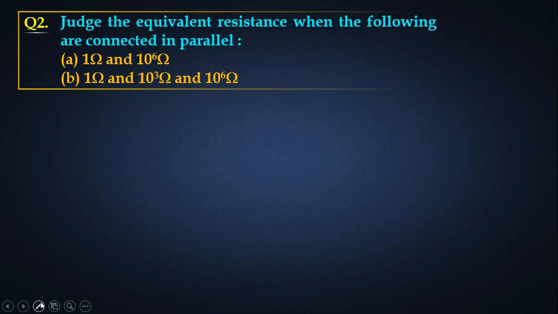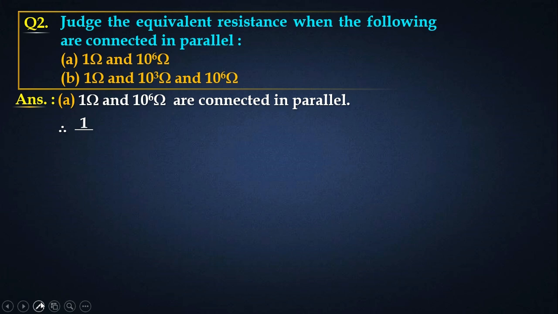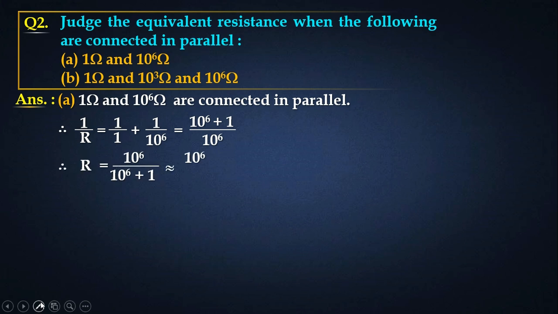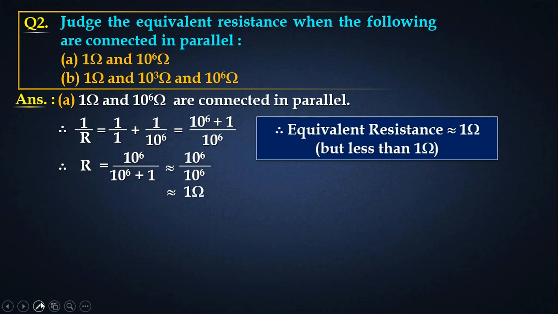Next question. Find the equivalent resistance when the following are connected in parallel: 1 ohm and 10 power 6 ohms. When they are connected in parallel, we know that 1 by R is 1 by R1 plus 1 by R2, so 1 by 1 plus 1 by 10 power 6. So the equivalent resistance is (10 power 6 plus 1) by 10 power 6, that is almost 1 only. So the equivalent resistance is almost 1 ohm but less than 1. So always it is less than 1.